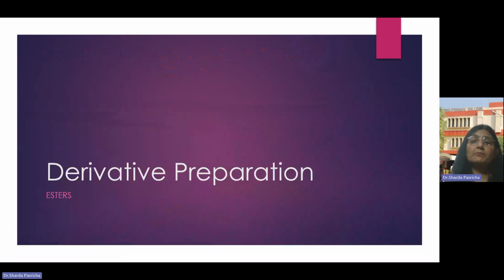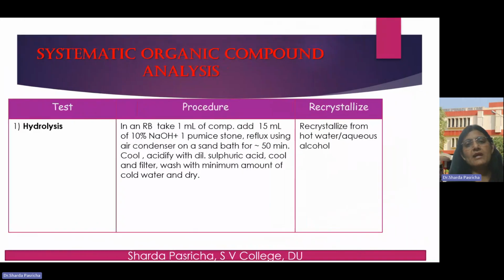Let us see what derivative you can prepare for esters. So for esters, the simple hydrolysis product is used as the derivative. So for doing the hydrolysis on a large scale, what you should do is take a round bottom flask, take 1 ml of the organic compound in that, add 15 ml of 10% sodium hydroxide solution. Whenever you are doing the derivative preparation, the reagents should not be the bench reagents that you use. Either you ask the lab staff to prepare 10% sodium hydroxide solution and use it, or you can prepare your own 10% sodium hydroxide solution and use it.